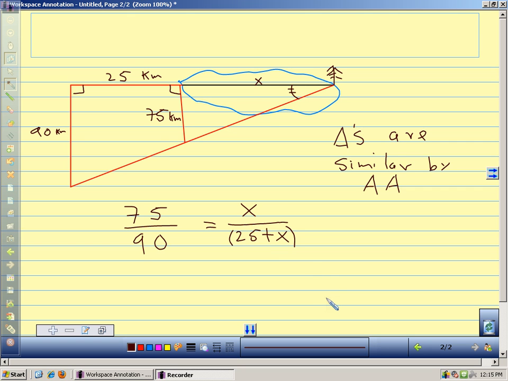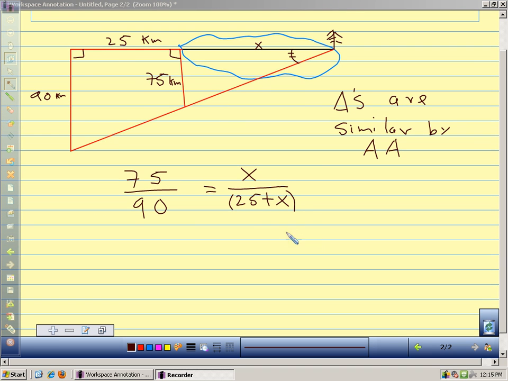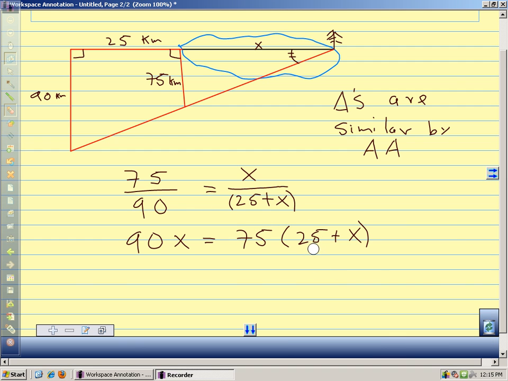Your friend, this particular person, is not very good at algebra either. So you need to show off your algebra skills. We cross multiply. So now we're going to show off our algebra skills.